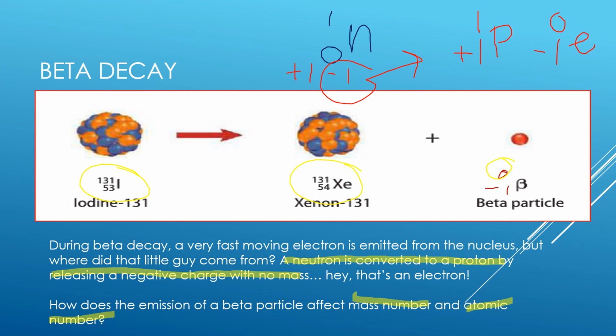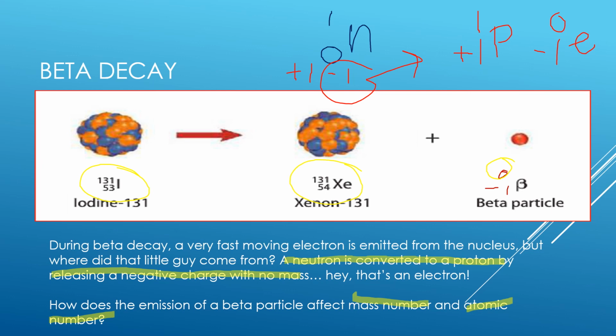Now look at atomic number. For iodine, its atomic number is 53. Now look over on the right-hand side. The atomic number is 54. So the effect that a beta particle emission has on a nucleus is that it increases my atomic mass, or I'm sorry, my atomic number by 1. Atomic number increases by 1.